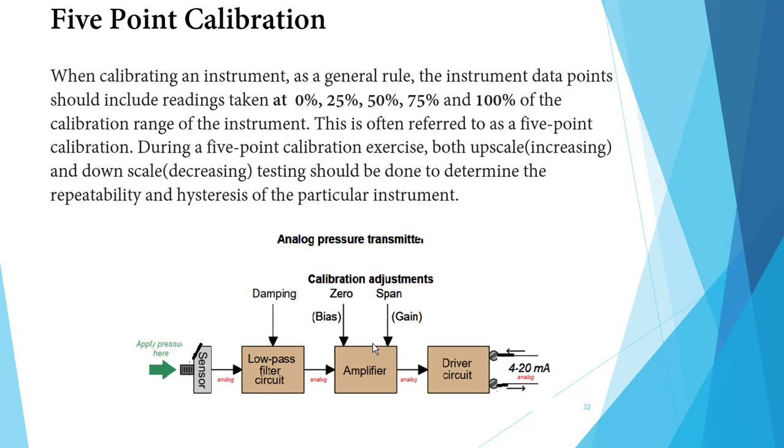Okay. Now we talk about 5-point calibration. 5-point calibration is just for analog instrumentation devices. Here it just shows zero adjustment and span adjustment. All of this together is the sensor, security filter, amplifier, divider, and it comes out as 4 to 20 mA.